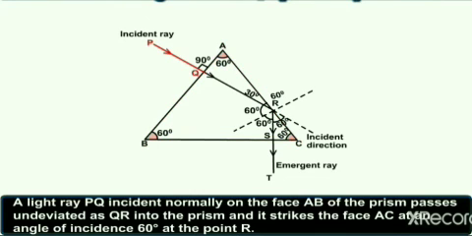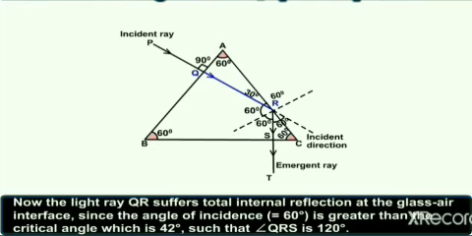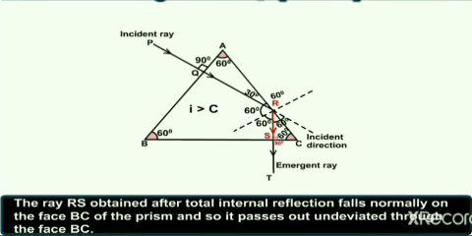A light ray PQ incident normally on the face AB of the prism passes undeviated as QR into the prism, and it strikes the face AC at an angle of incidence 60 degrees at the point R. Now the light ray QR suffers total internal reflection at the glass to air interface, since the angle of incidence, which is equal to 60 degrees, is greater than the critical angle, which is 42 degrees, such that the angle QRS is 120 degrees.